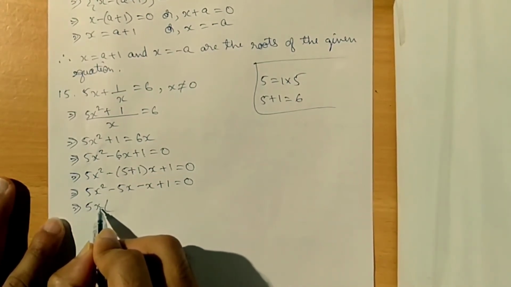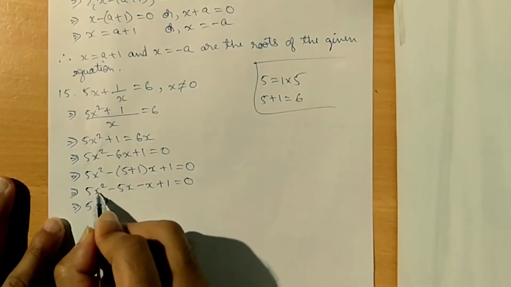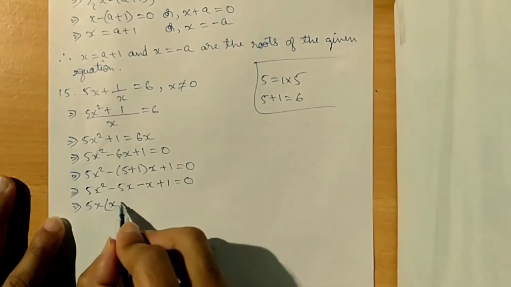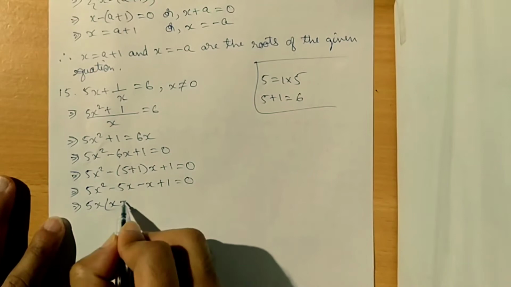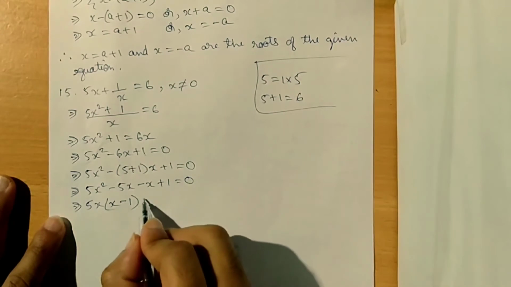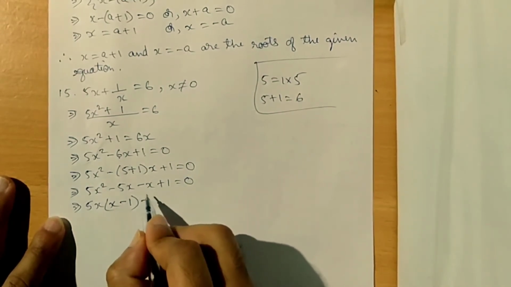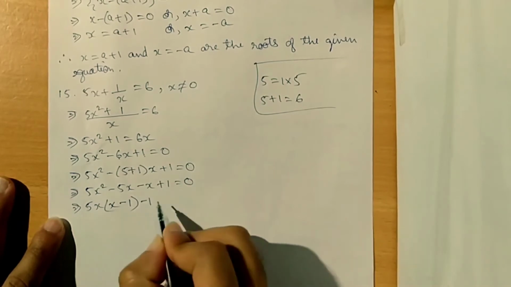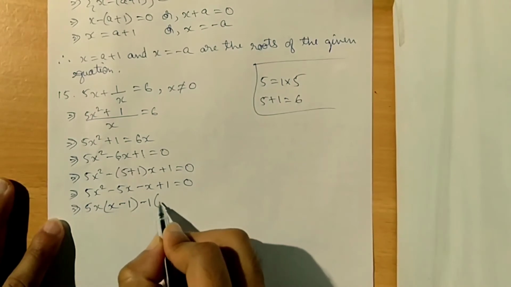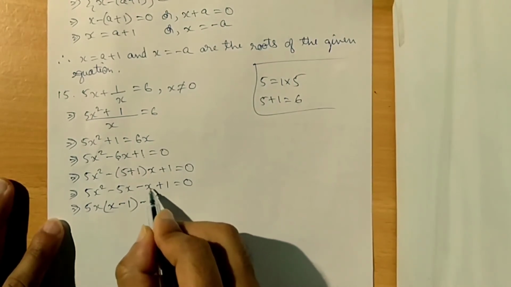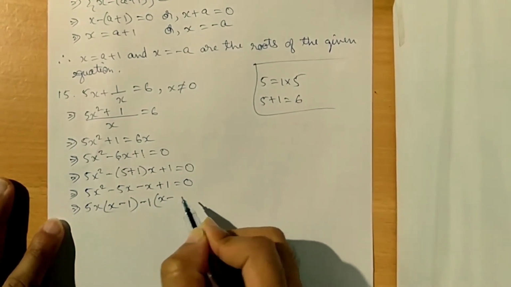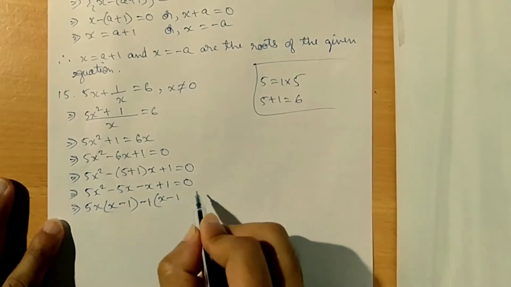5x squared divided by 5x gives x, and 5x divided by 5x gives 1. Then negative by positive gives negative, so minus 1 times x gives minus x; second, x divided by 1 gives x, and 1 divided by 1 gives 1, and this is equal to 0.